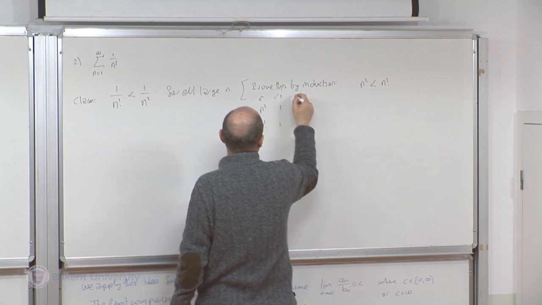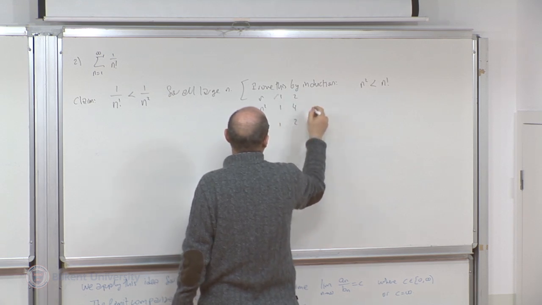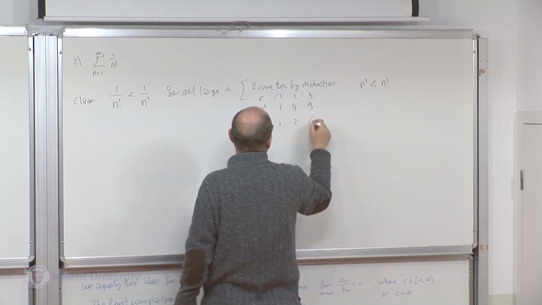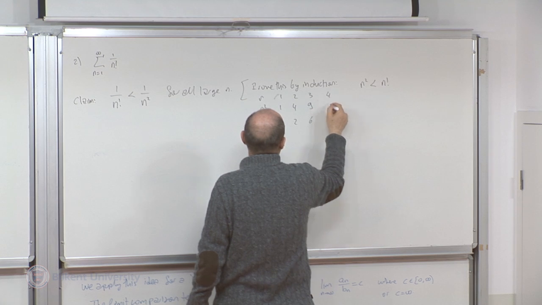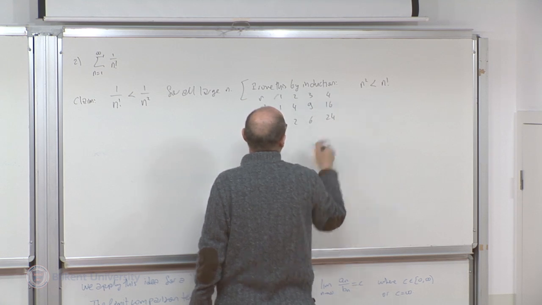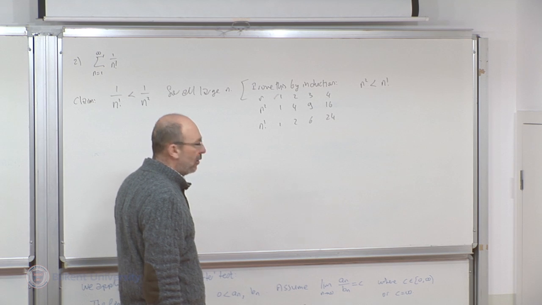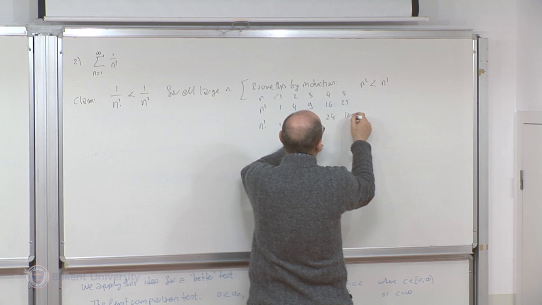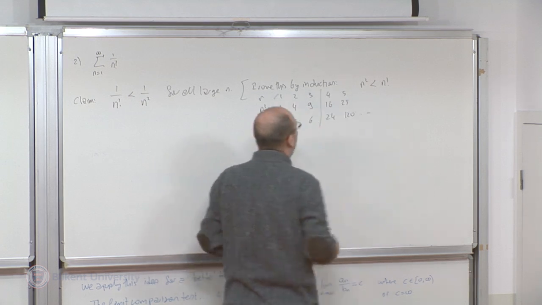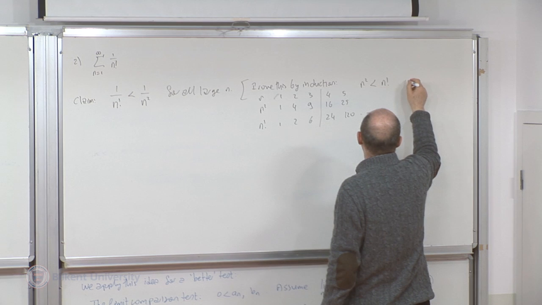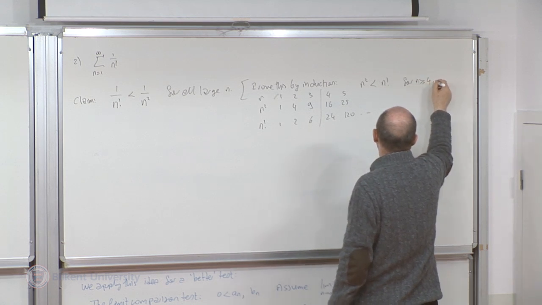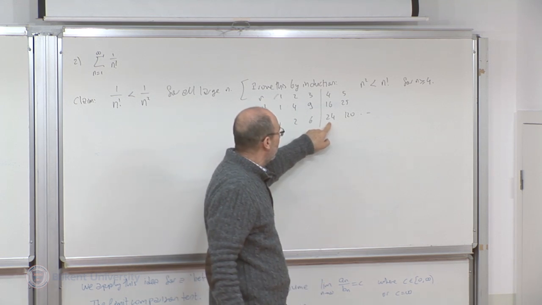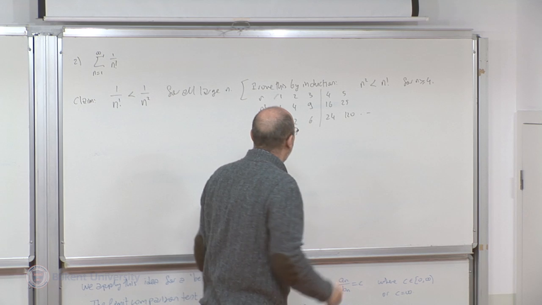this is 1, this is 1. When n is 2, this is 4, this is 2. When n is 3, this is 9, this is 6. When n is 4, this is 16, this is 24. So from here on, it will be larger, because when n is 5, this is 25, this is 120. So what we want to prove is for n larger than or equal to 4. When n is equal to 4, we are done. 16 is less than 24.